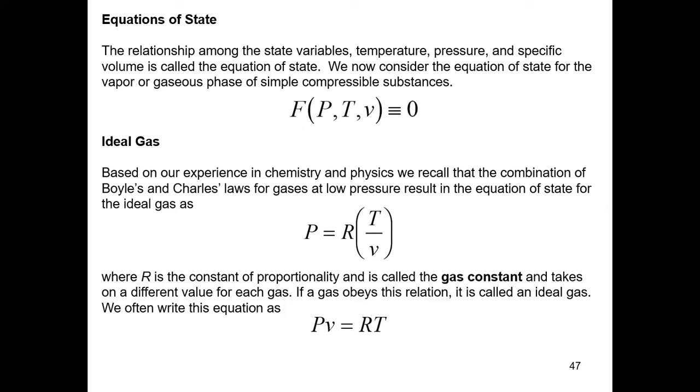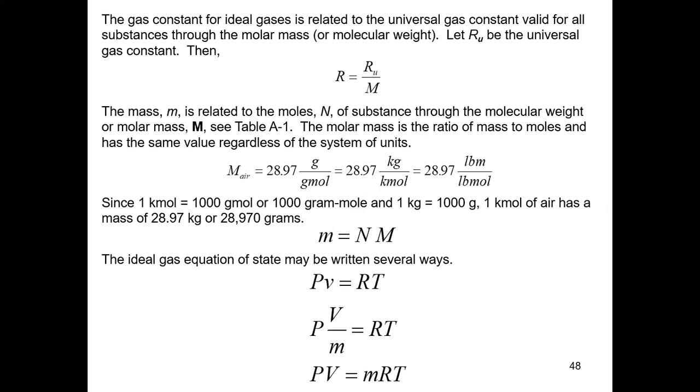If a gas obeys this relation, it is called an ideal gas. P times small v is equal to capital R times T. So R is Ru divided by capital M. The mass is related to the moles n of a substance through the molecular weight or molar mass. See table A1.